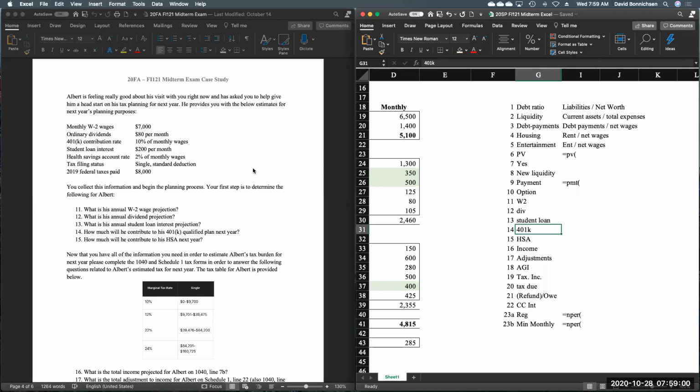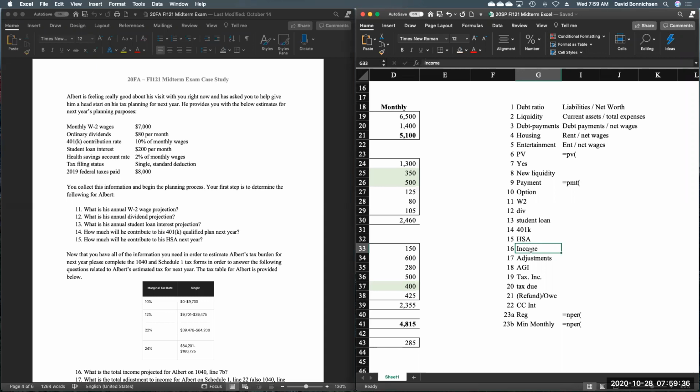401k, question 14. He's contributing at a rate of 10% of his monthly wages. So 10% of 7,000 is 700. That's $700 per month. Some of you made that mistake because you just used the monthly number when you plugged it into question 14. You've got to go annual, so 700 times 12 is the answer to 14. HSA is 2% of monthly wages, so 2% of 7,000 times 12.